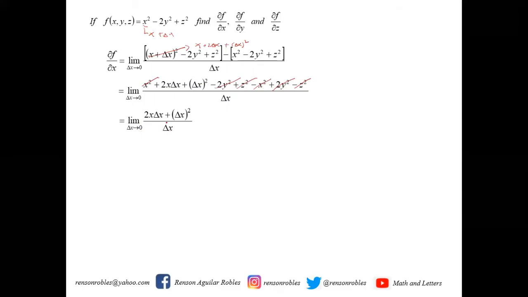Our goal is to eliminate this delta x, and that can be done if we factor out delta x in the numerator. So we shall have the limit of delta x times (2x plus delta x) all over delta x as delta x approaches 0. And then you can now cancel this out, and we shall have the limit of 2x plus delta x as delta x approaches 0. Then you can replace delta x by 0, so we have 2x plus 0. And then we shall have the partial derivative of f with respect to x equals 2x.